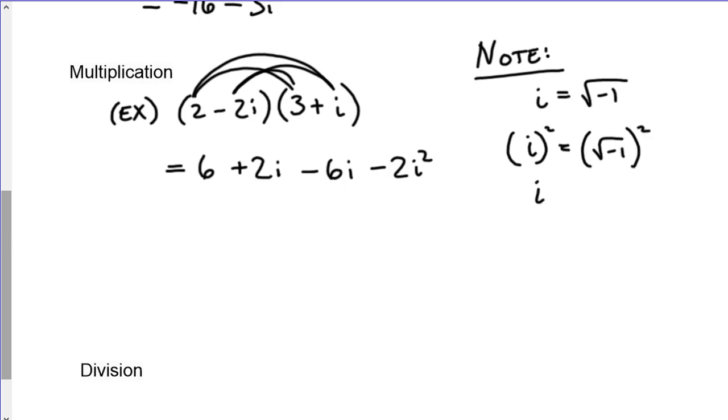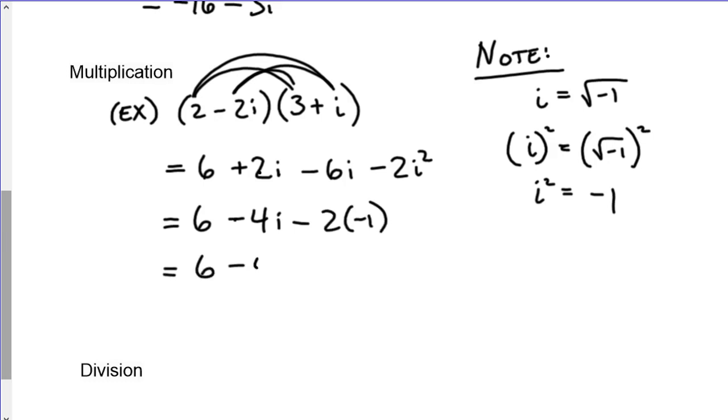So this would be i squared, and if I square a square root, the root disappears, and so i squared is actually equal to negative 1. So this is going to be 6. I'm going to go ahead and combine 2i and 6i, so minus 4i, minus 2 times negative 1. So 6 minus 4i plus 2 gives me my final answer of 8 minus 4i.